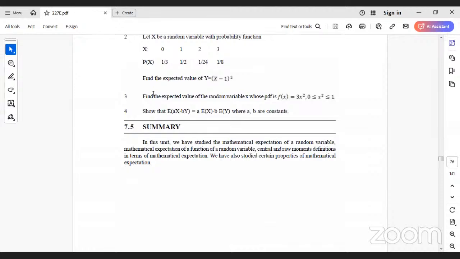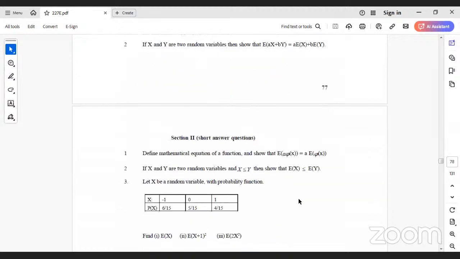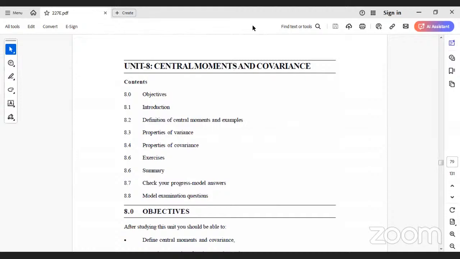In this unit, we studied the mathematical expectation of a random variable. We have also studied certain properties of mathematical expectation. Tomorrow we will discuss the 8th unit, central moments and covariance. Any doubts, ask me.